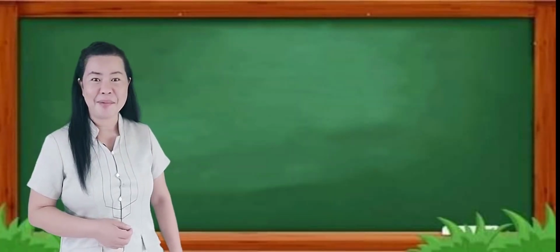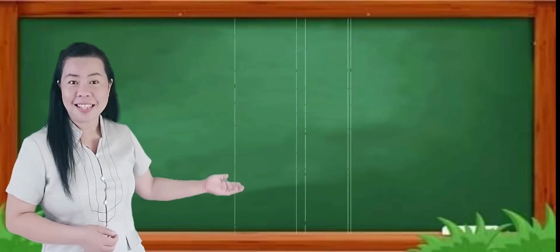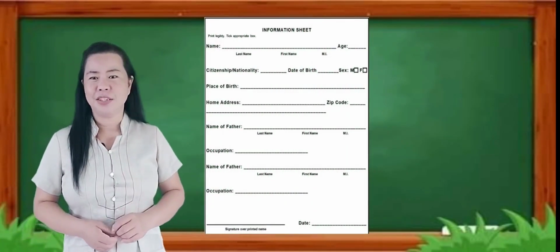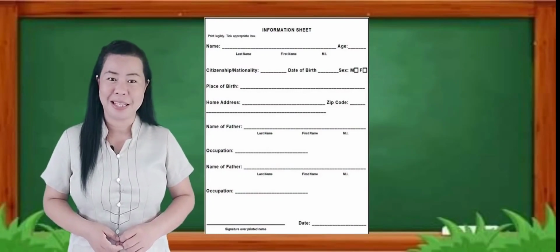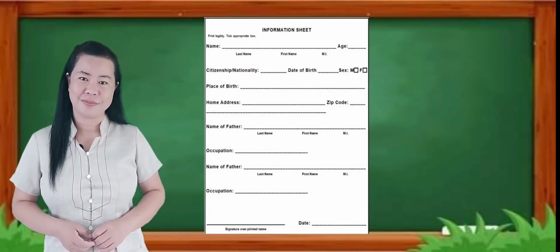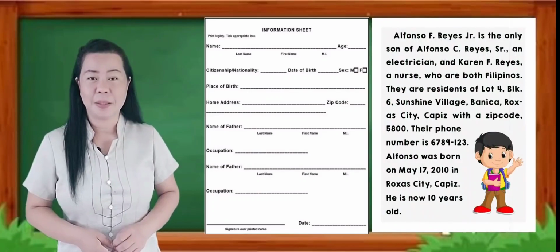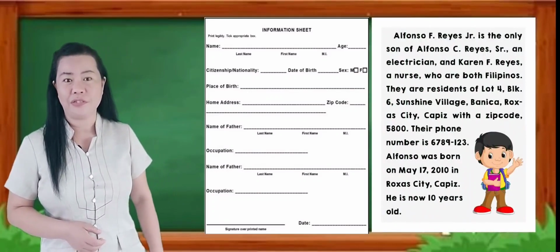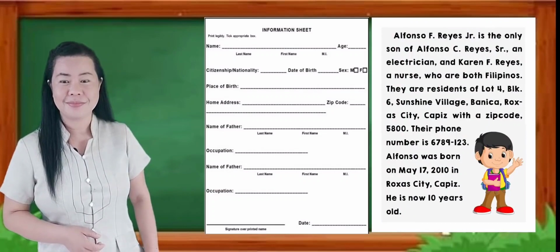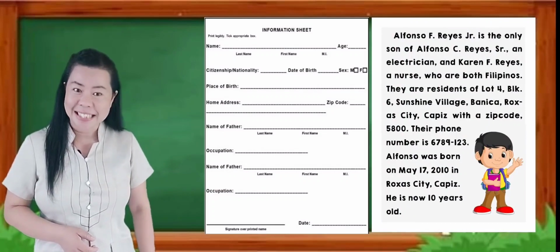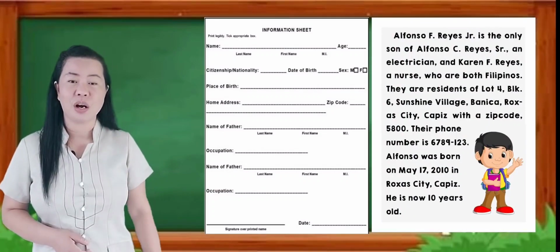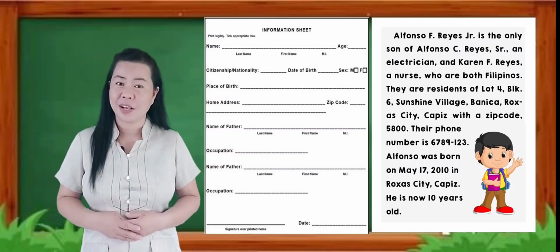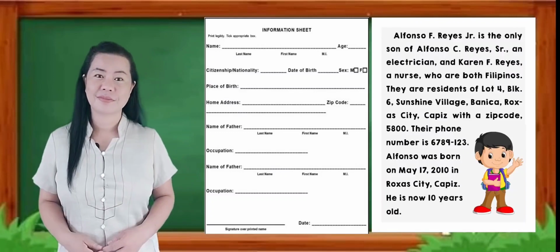Let's look at this example. This is an information sheet. This form is used for securing someone's basic personal information. Beside it is a paragraph containing information that we will use to fill out the form. This will serve as an example for you on how to accomplish the form later. The information sheet contains the following information.